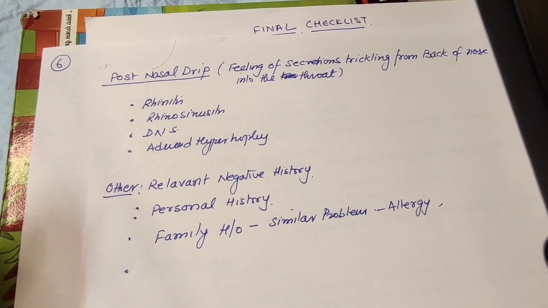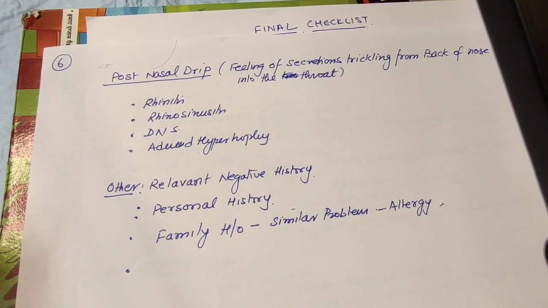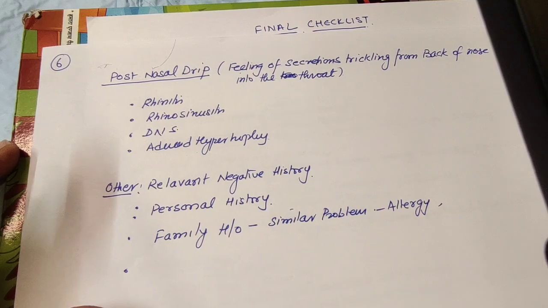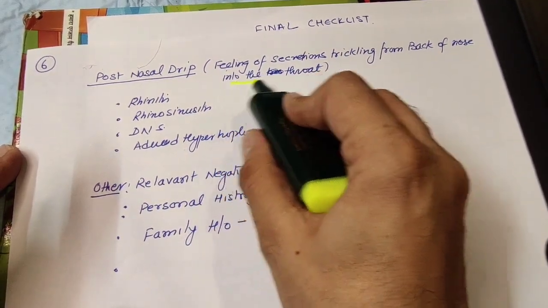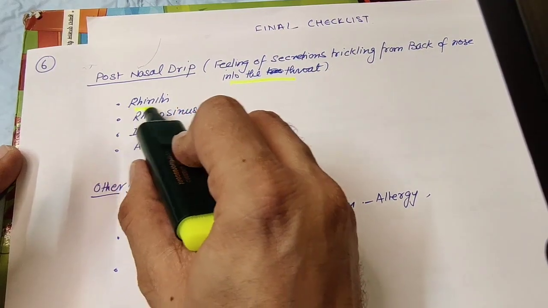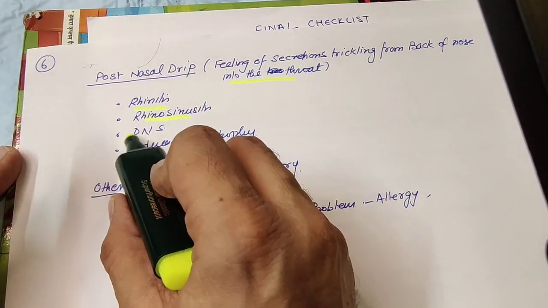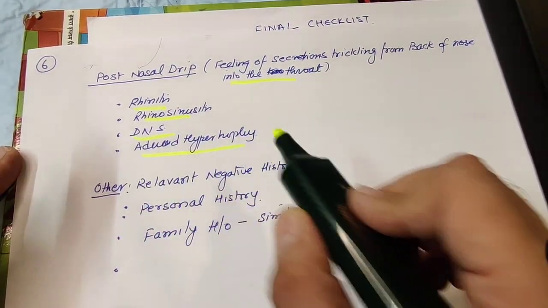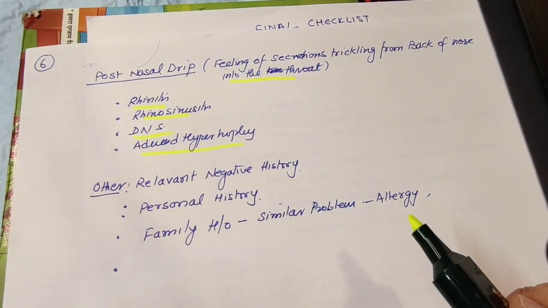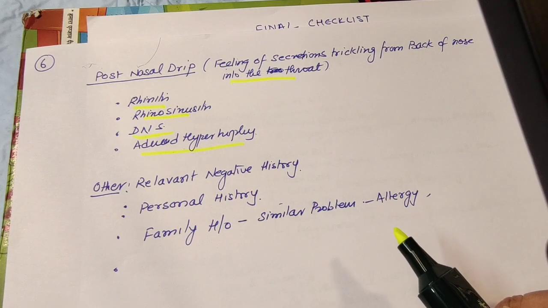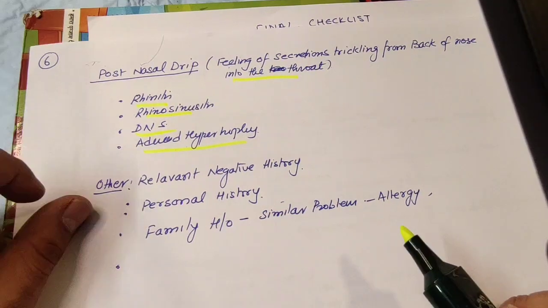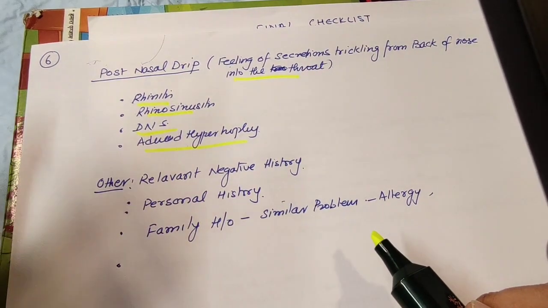Lastly, we come to another important complaint, that is the post-nasal drip, which again you need to ask the patient whether they have any feeling of trickling of secretions in the back of the nose or into the throat. This commonly happens in patients of rhinitis, rhinosinusitis, deviated nasal septums, and adenoid hypertrophy. So the patient will give you a history कि गले में कुछ गिरता हुआ लगता है, कुछ सिक्रीशंस आते हैं और खंगार के साफ करने का मन करता है. तो ये चीज़ आपको पूछनी है.